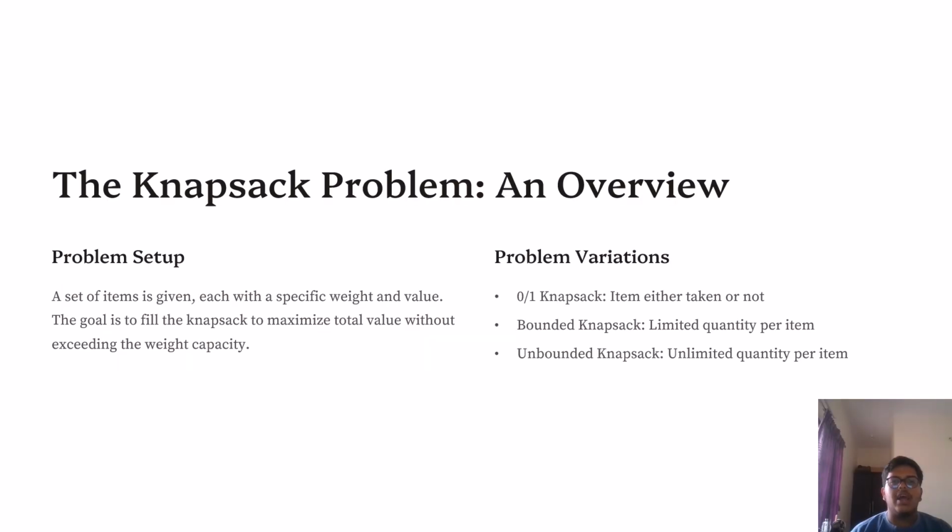The knapsack problem, an overview. Problem setup: a set of items is given, each with a specific weight and value. The goal is to fill the knapsack to maximize total value without exceeding the weight capacity. Problem variations. 0/1 knapsack: an item can either be taken or not. Bounded knapsack: a limited quantity per item can be taken. Unbounded knapsack: an unlimited quantity per item can be taken in that problem.